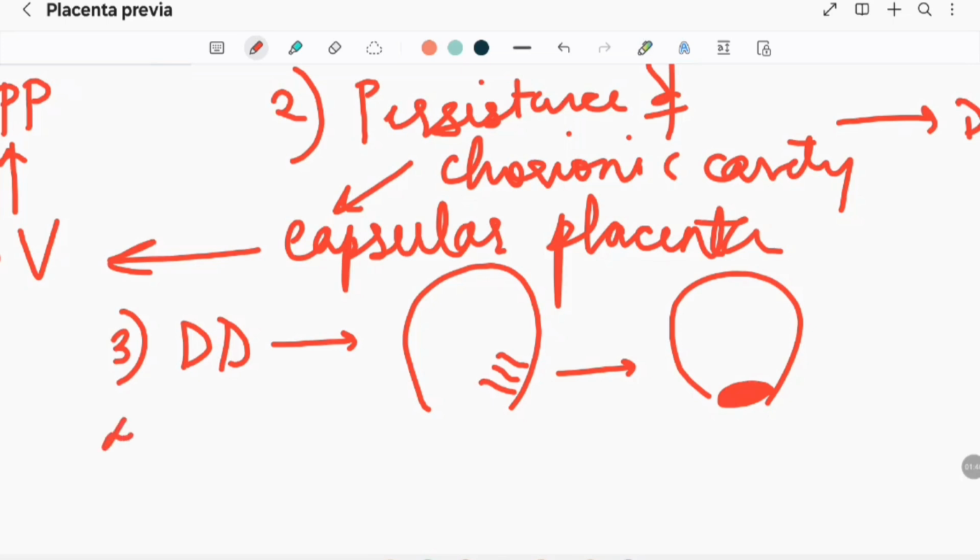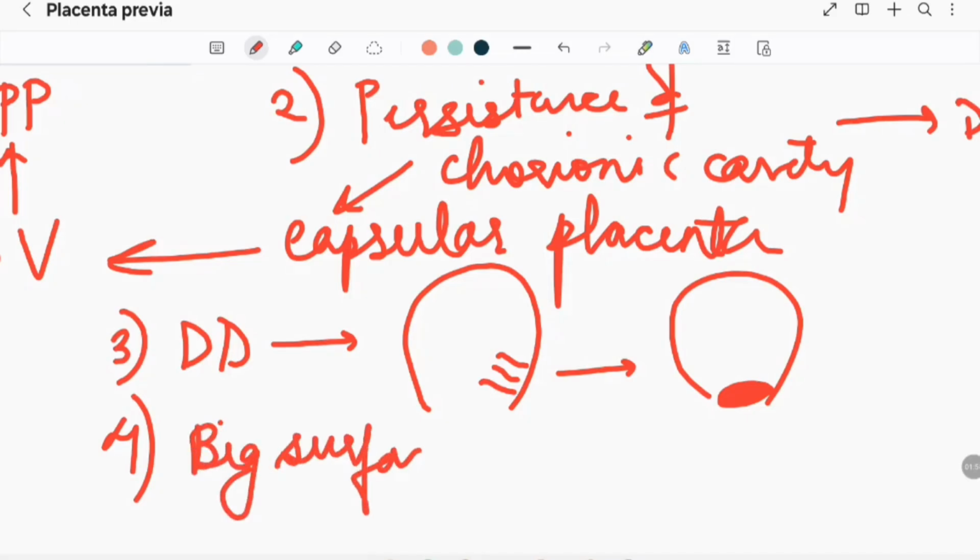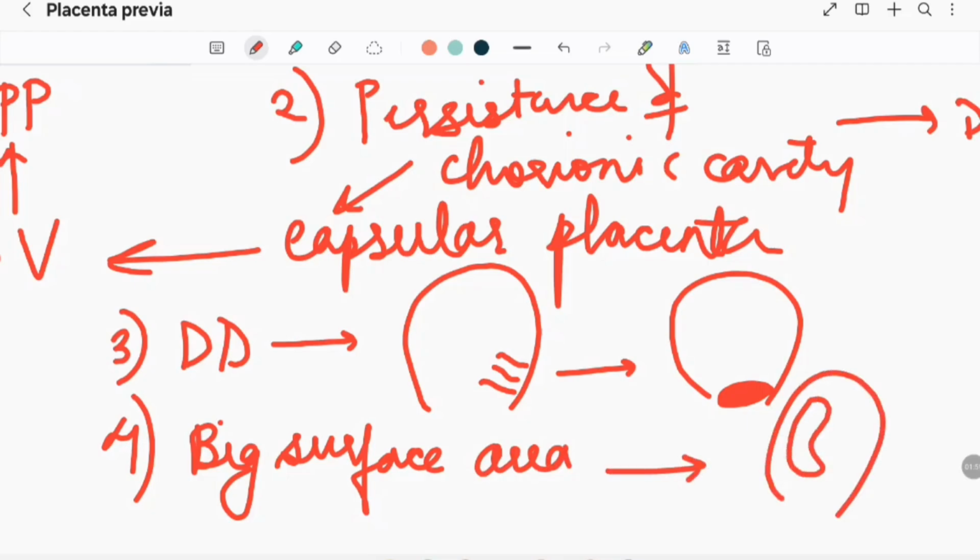Then there is the fourth theory, which says big surface area of the placenta. This is in the case of twins, where the placenta is very large and encroaches into the lower uterine segment.